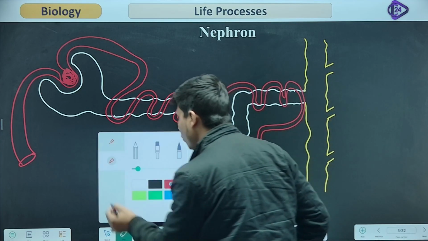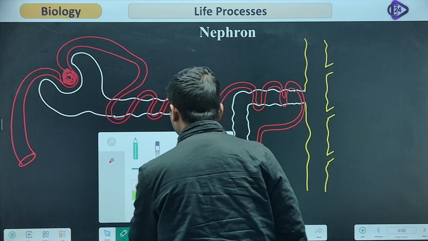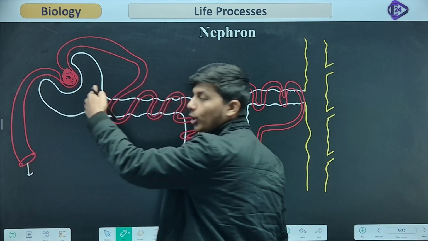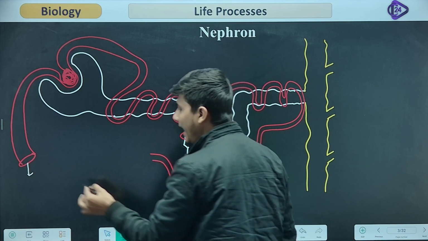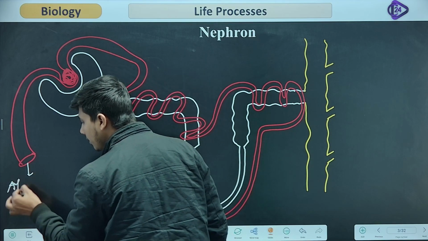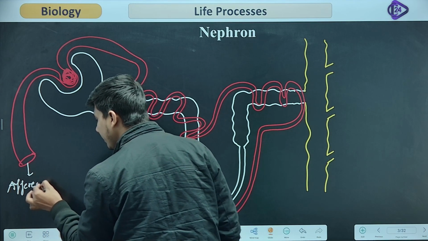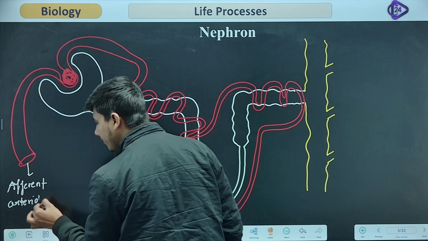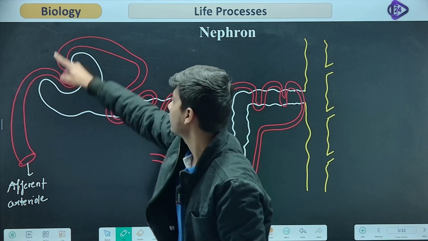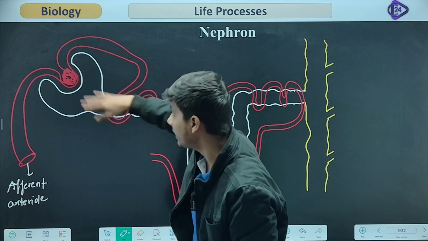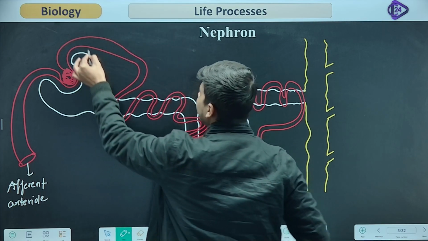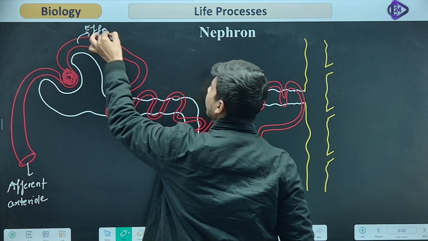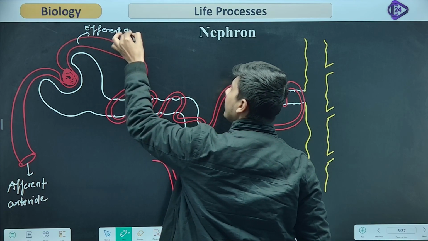Let's label them one by one. The artery which is taking the impure blood into the glomerulus is called the afferent arteriole. The artery which is taking blood away after filtration is called the efferent arteriole. Efferent, E for exit, E for efferent. Efferent arteriole.